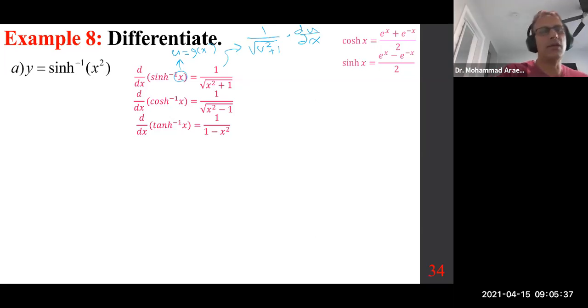That's the idea. Therefore, if I'm differentiating this, I'm going to follow this 1 over square root of x squared. So I'm going to square this one. I get x to the power of 4. So remember, this is u now. You can literally replace it with u.